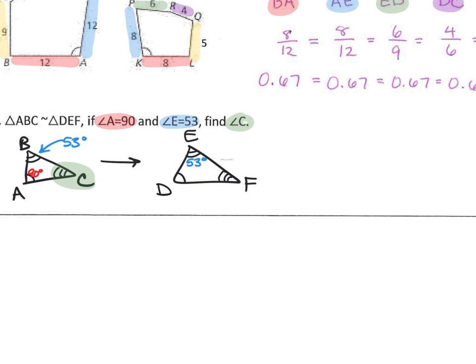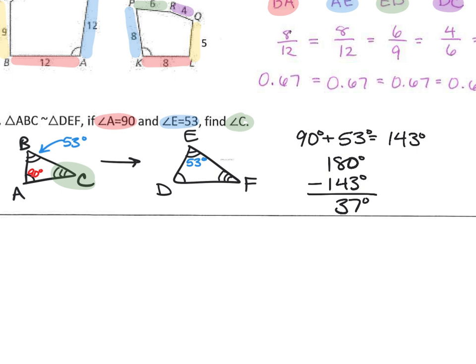So to solve this question, just like we did last class, you would take the 90 plus the 53 degrees. That's 143 degrees, if you don't trust me. And then what do I do to find that missing angle? I would subtract 180 minus 143, which, fast forward, because I trust you can put that in a calculator, would be 37 degrees. So angle C is equal to 37 degrees.